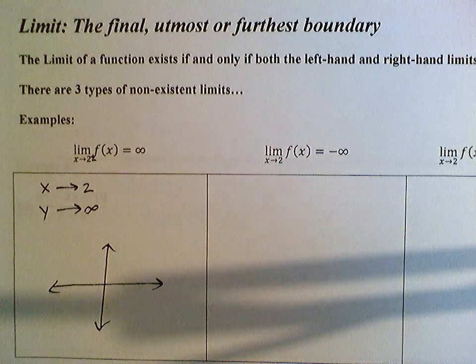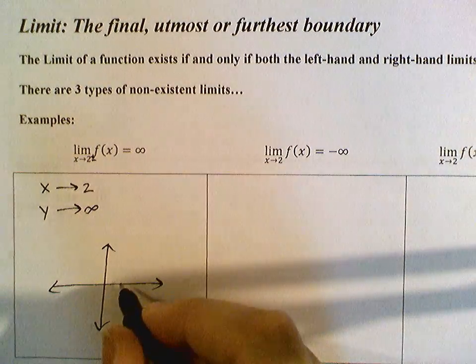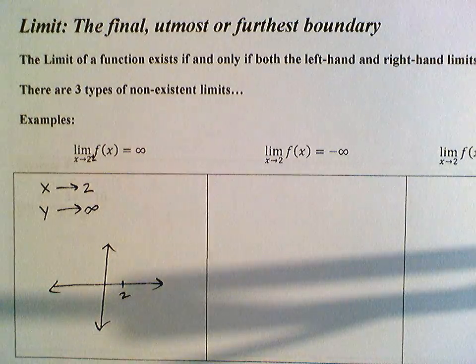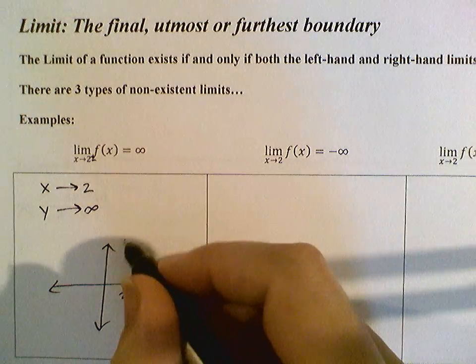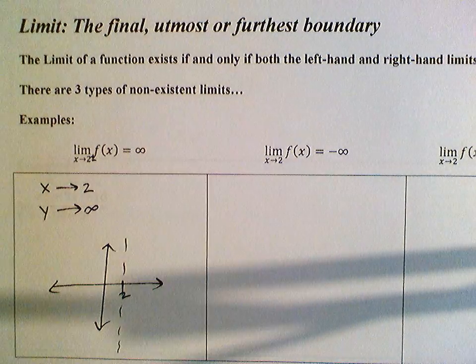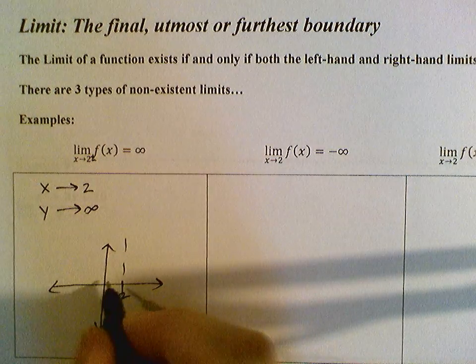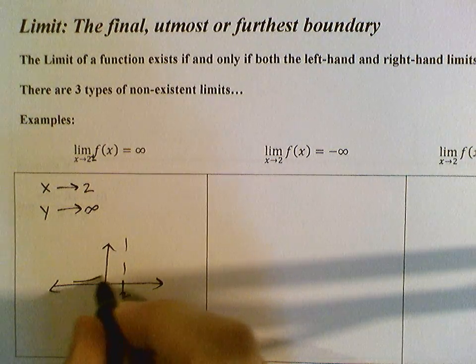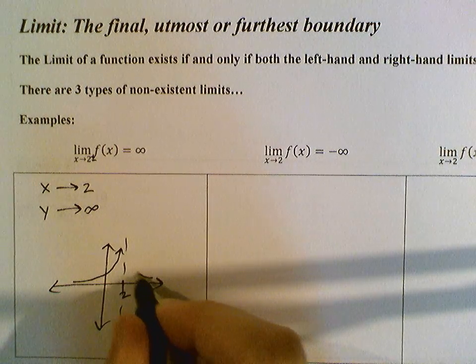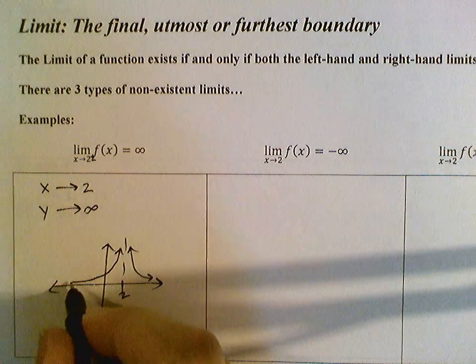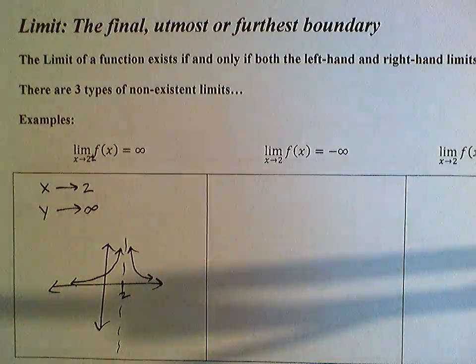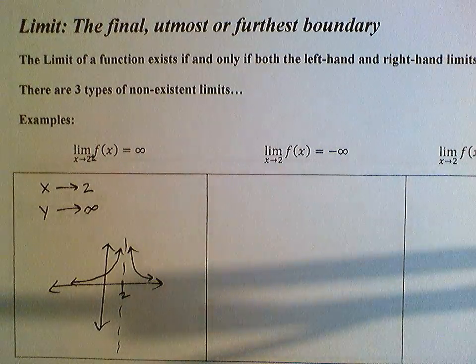So I'm drawing an xy axis. My x values are approaching 2, so I'll put 2 right there. And as my inputs, or my x values, approach 2 from both the left and right, the y values are shooting up toward infinity. So here is a graphical representation of the first situation.